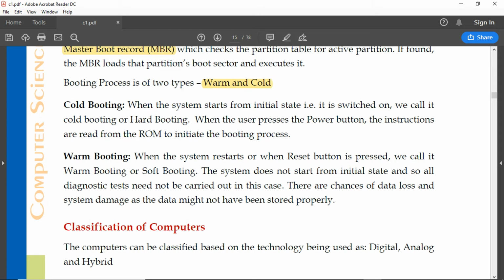Warm booting: when the system restarts or when the reset button is pressed, we call it warm booting or soft booting. The system does not start from the initial state, and so all diagnostic tests need not be carried out in this case. There are chances of data loss and system damage as the data might not have been stored properly.